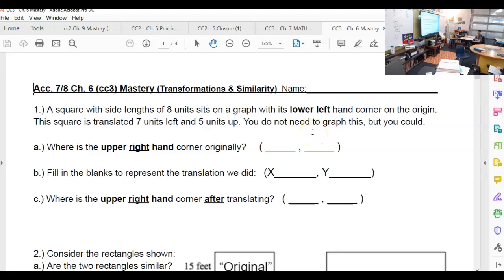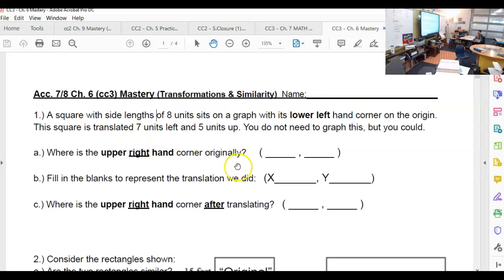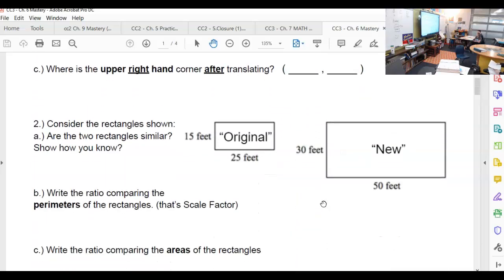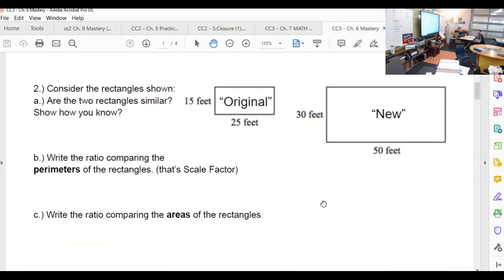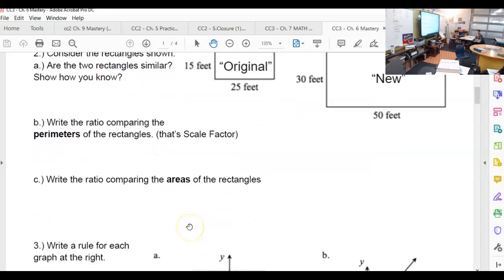A square. I'm not going to repeat these things because I have 4 minutes to get through this. A square sits here with a length of that and then moves. Describe where it was, describe how it moved, describe where it is now. You have an original and a new shape. Figure out the scale factor and then compare their perimeters versus comparing their areas.